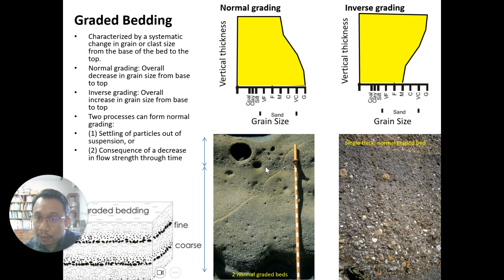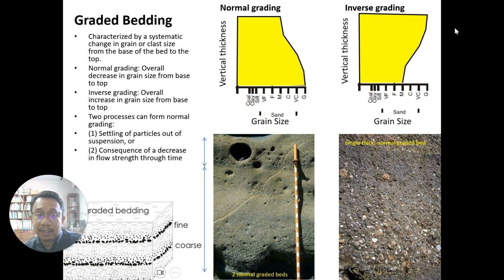So if you draw what we call a sedimentary log, looking at this grain size variation, this is what you get. The horizontal scale is grain size, and this is vertical thickness, right? So see what happens. Grain size gradually decreases as you move up section. So this is called a normal graded bed. This is the feature that we call normal grading.